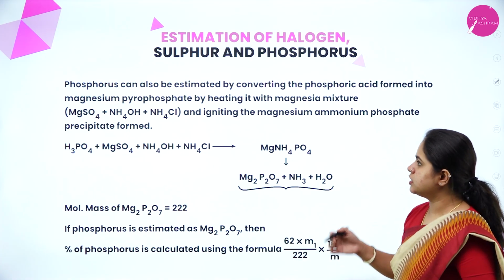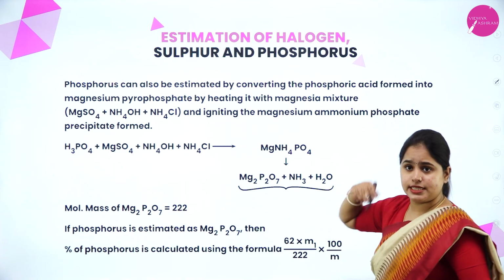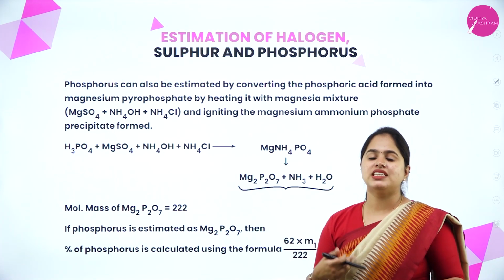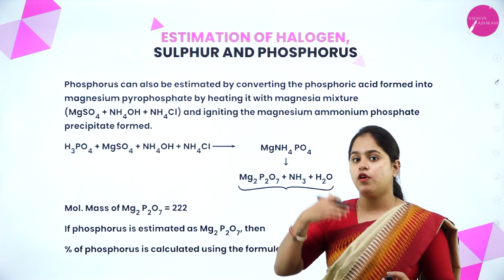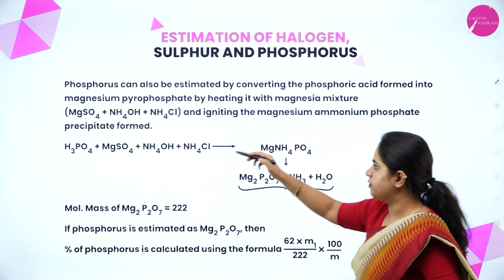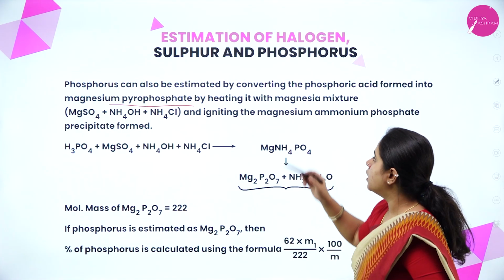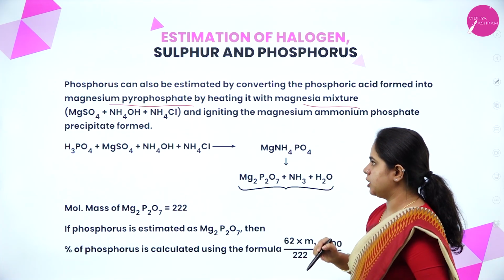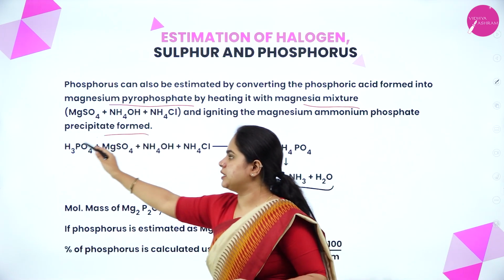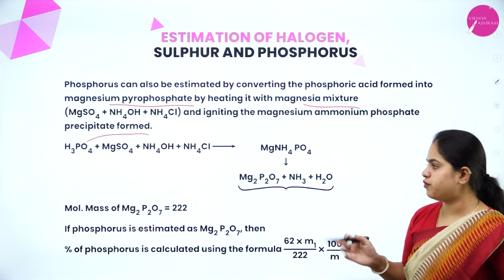Now another method: phosphorus can also be estimated by converting the phosphorus containing organic compound, which when it reacts with nitric acid forms phosphoric acid. This phosphoric acid is further reacted with magnesia mixture, and on igniting, the magnesium ammonium phosphate precipitate is converted to magnesium pyrophosphate. From that as well, we can calculate the percentage of phosphorus.